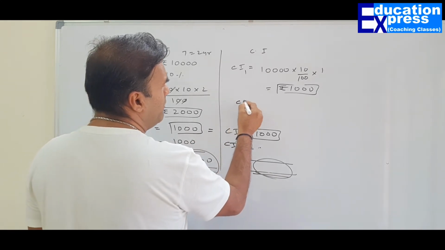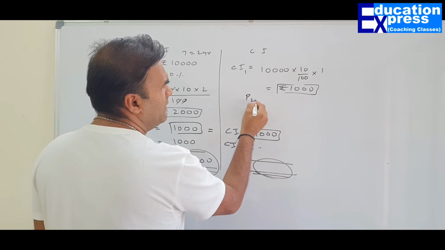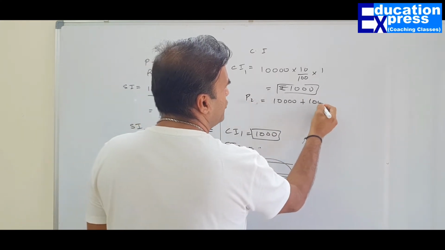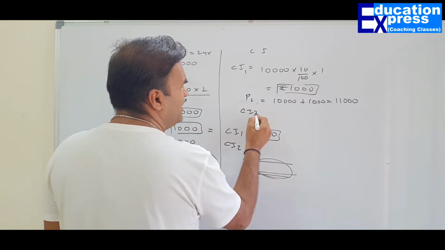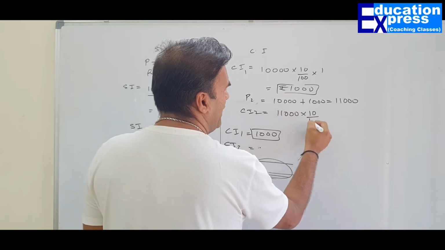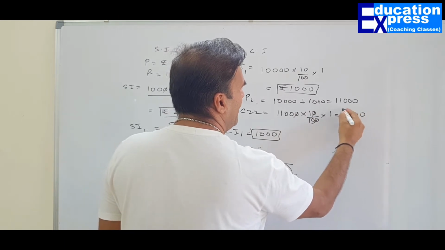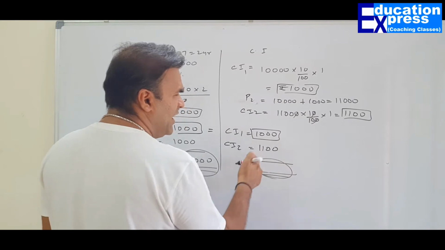Let us find out compound interest for the second year. For that purpose, you have to find out the principal. How? I started with 10,000. I earned 1000. So now my principal is 11,000. My compound interest for the second year would be 11,000 multiplied by 10% for 1 year. That gives you 1100. So the compound interest for the second year is 1100.